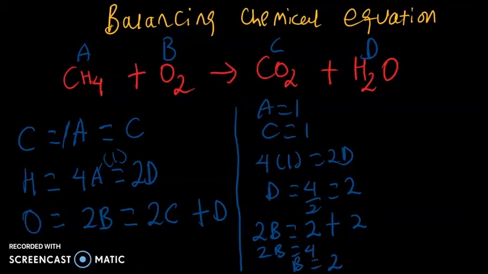So you just simply write the coefficients for the corresponding letters or alphabets. So A is 1, so you don't need to write 1. B is 2 and C is 1, you don't need to write 1, and D is 2.